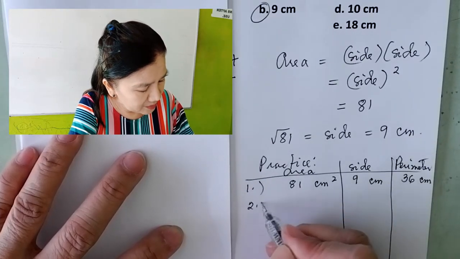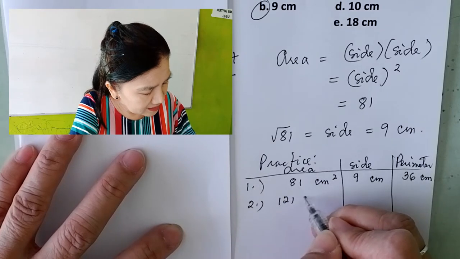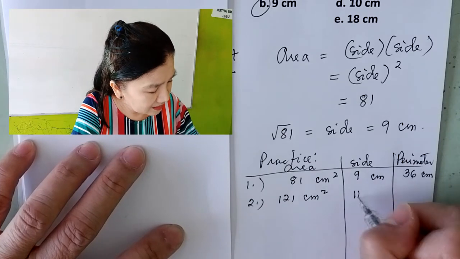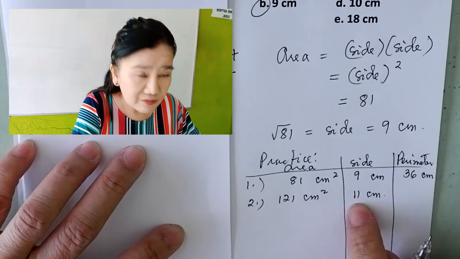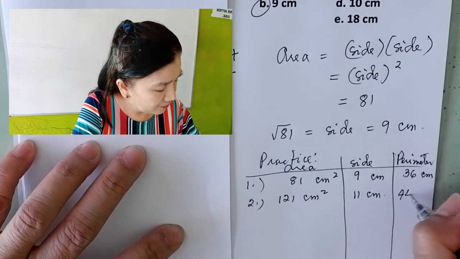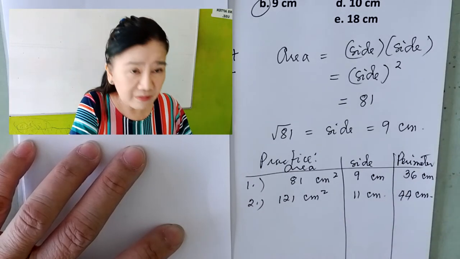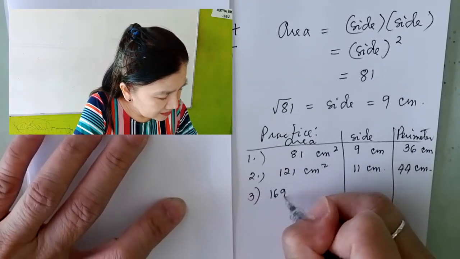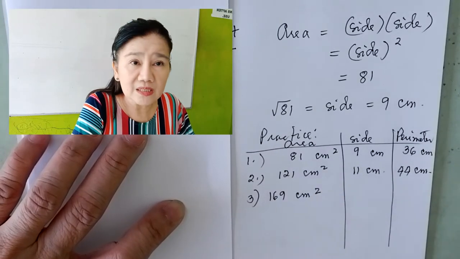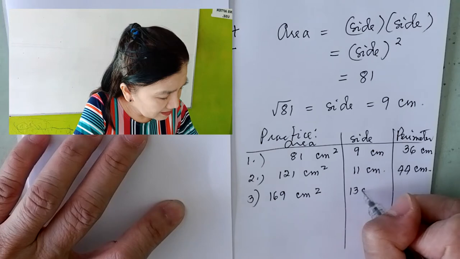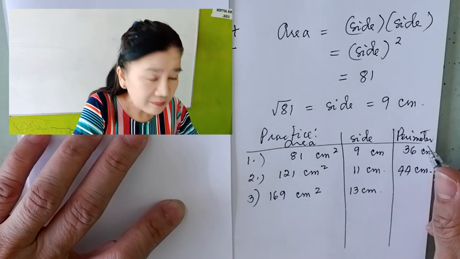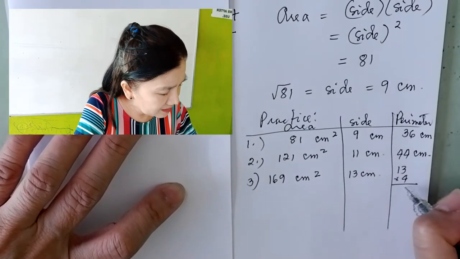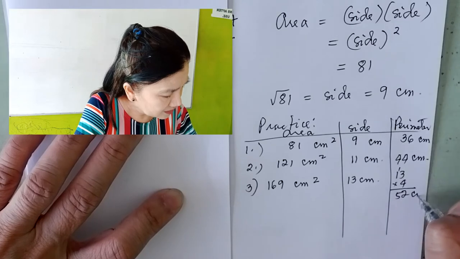Let's have problem number 2. Let's say this is 121 cm squared. What is the side of the square? Square root of 121 is 11. 11 times 4, so you get 44 for the perimeter. Okay. So let's say this is 169 cm squared. What is the side of the square? It's 13. 13 times 13 is 169. Perimeter, 13 times 4. Oh, what's that? 4 times 3 is 12, carry 1, 52 cm.